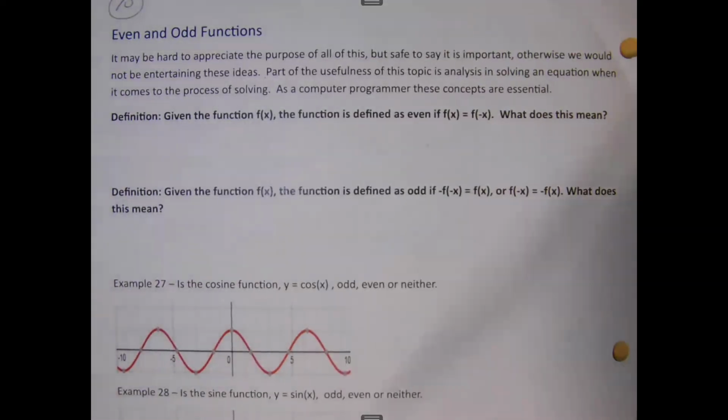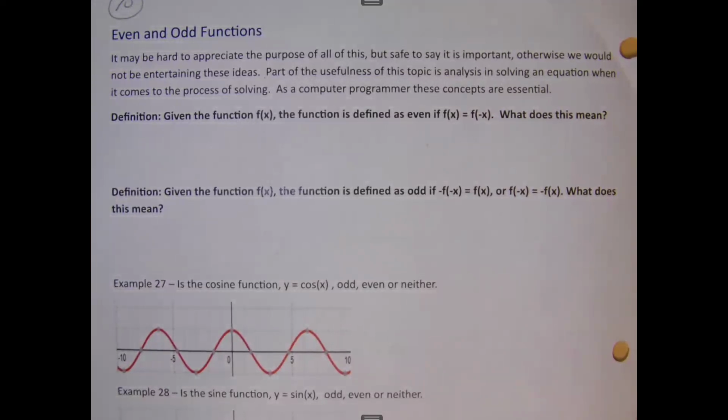We're going to look at another topic called even and odd functions. And again, it may be hard to appreciate the purpose of all this, but safe to say, it is important. Otherwise, we would not be entertaining these ideas. I have better things to do in my life than wonder about these things.